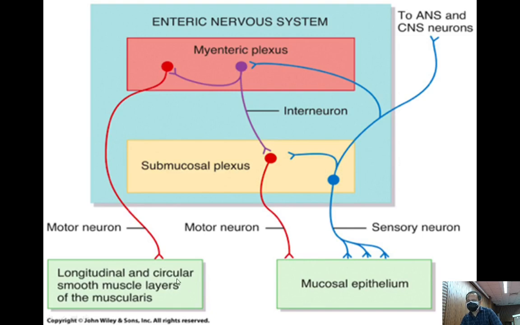All right, so the sphincters, which are made of circular muscles, would undergo some kind of relaxation, but the other muscles would undergo contraction. So that helps in the movement of the food from one part of the gastrointestinal tract to another part of the gastrointestinal tract.